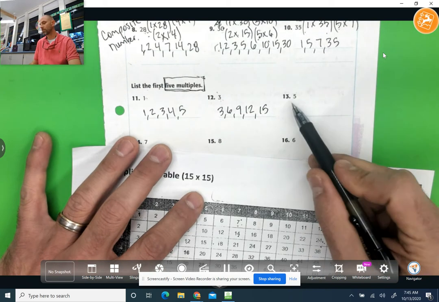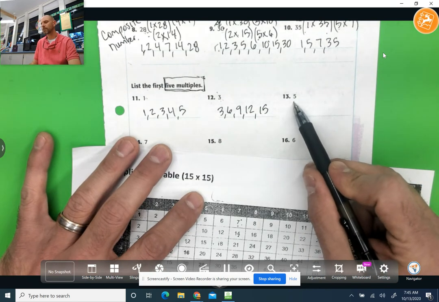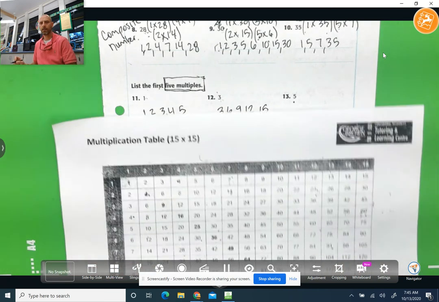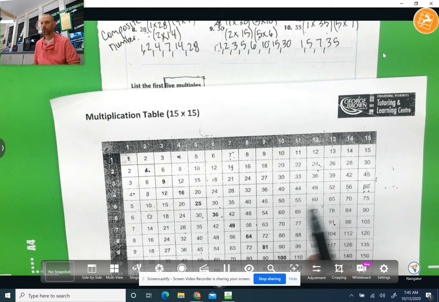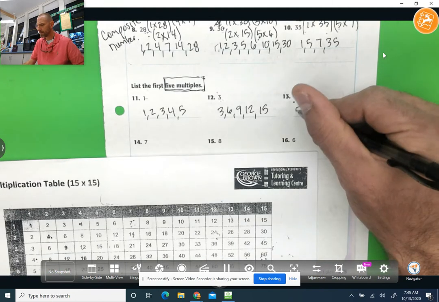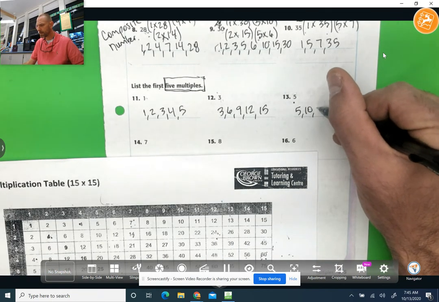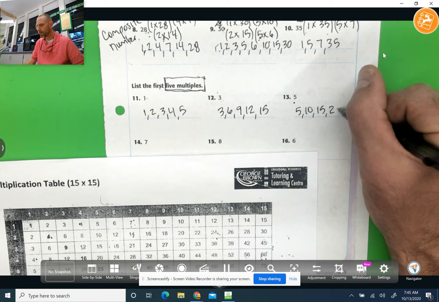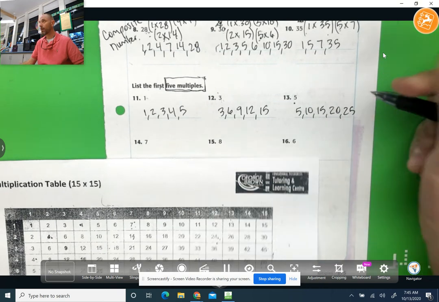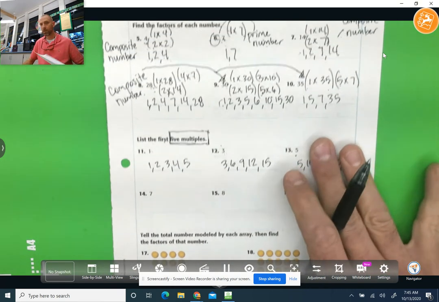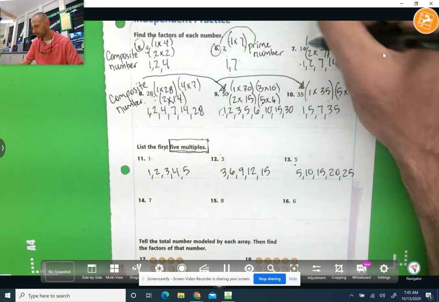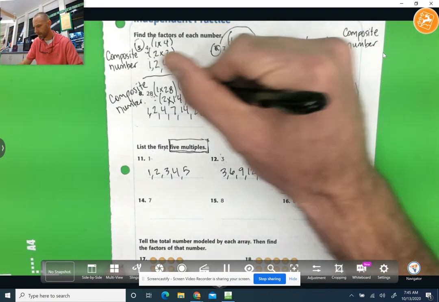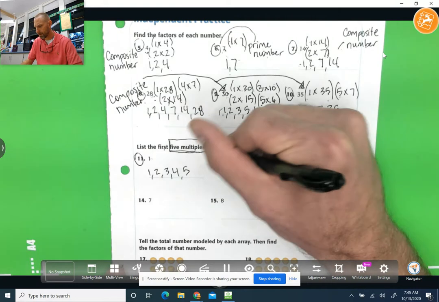Okay. The multiples of 5. Make sure you're pausing this video. Give that one a try. You know how to skip count by 5s. 5, 10, 15, 20, 25. There we go. So, sorry I didn't do this before, but you got 5 and 6 and 7 and 10 and 9 and 8. We're doing them all.